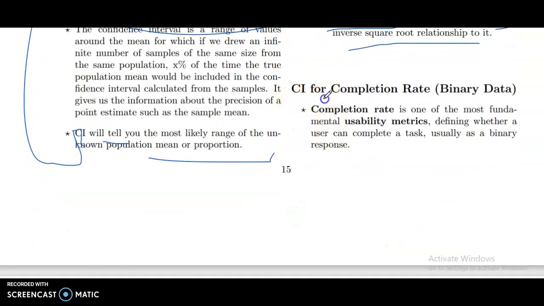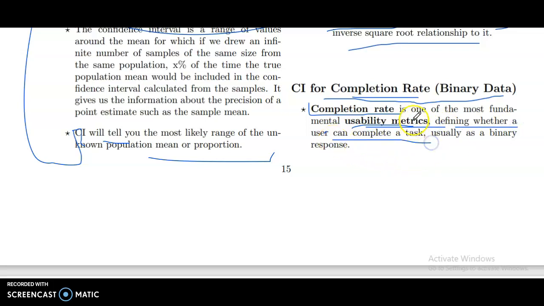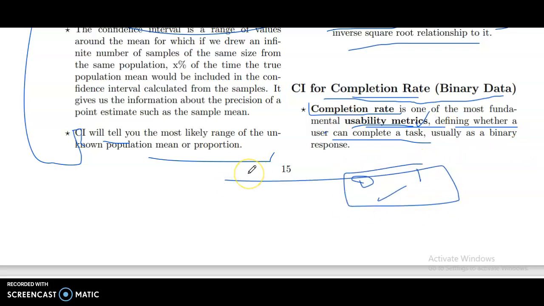Confidence intervals for completion rate, binary data. Completion rate is one of the most fundamental usability metrics, defining whether a user can complete a task. Usually it is a binary response, 0 or 1.